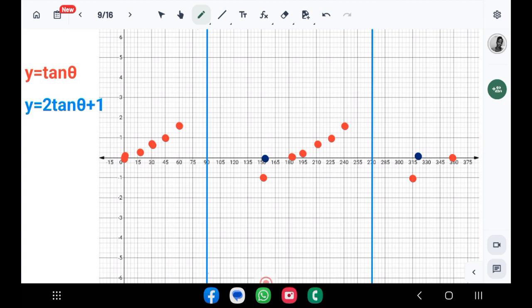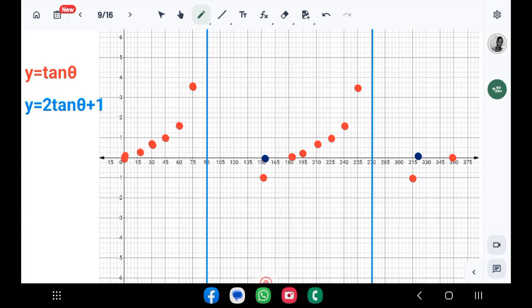Now 255 and 75 are duplicated the same way. Tan of 75, let's see what we get. That is 3.73. 3.73 is almost there. Almost there. So let's duplicate this on the right hand side. That's at 255. There is the duplicated point.